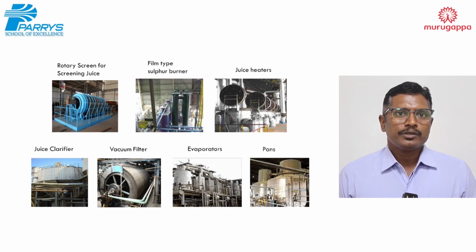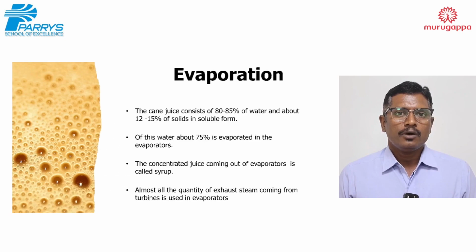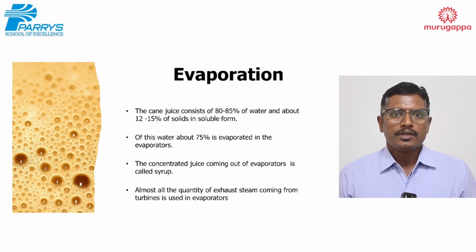In evaporation, the cane juice consists of 80 to 85% of water and about 12 to 15% of solids in soluble form. Of this water, about 75% is evaporated in the evaporators. The concentrated juice at the evaporator outlet, we call it syrup. This syrup is sent to pan for boiling and making the crystals.